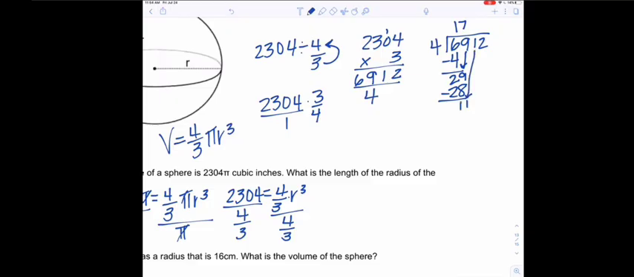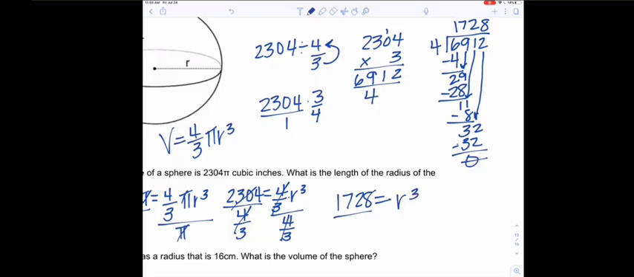Okay, 4 goes into 11 two times. 4 times 2 is 8. 11 minus 8 is 3. Bring down the 2. 4 goes into 32 8 times. 4 times 8 is 32 exactly. 32 minus 32 is 0. So we have 1,728 equals, because this cancels out, and this gives me this, right, r cubed.